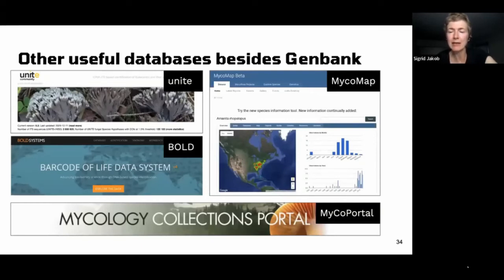And then there is MicroPortal, which is not really a place for analyzing sequences. However, it's fantastically useful for distribution data and other things that can support or answer questions about whether this is a new species, or whether it is the same thing or different. So those are all great databases to know about and to use.